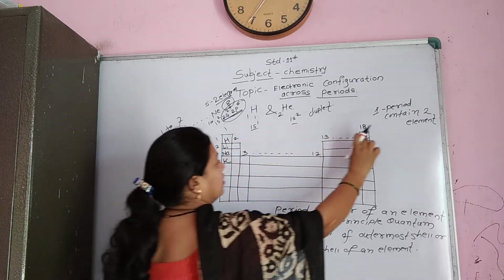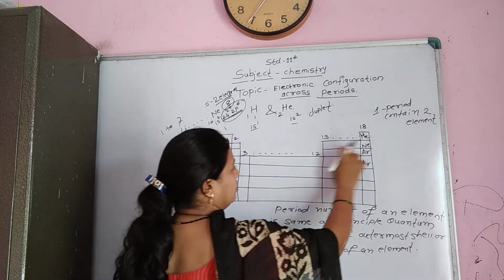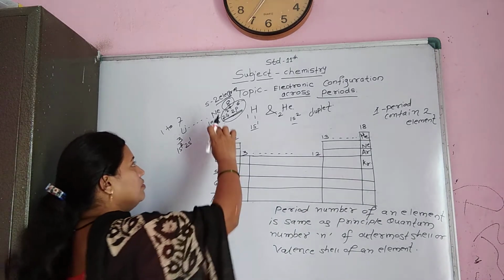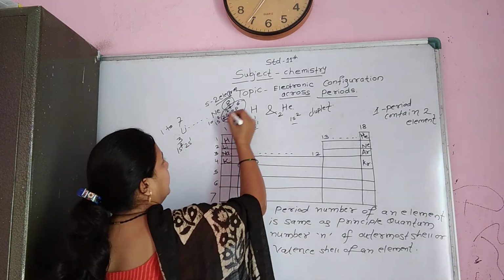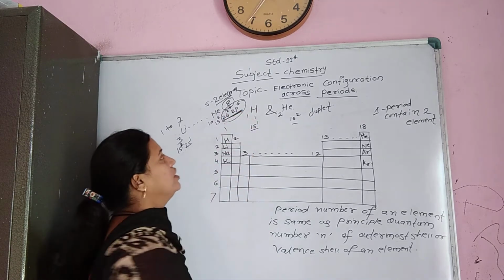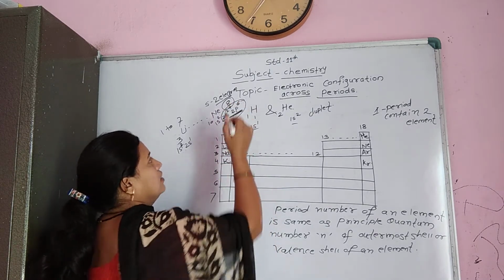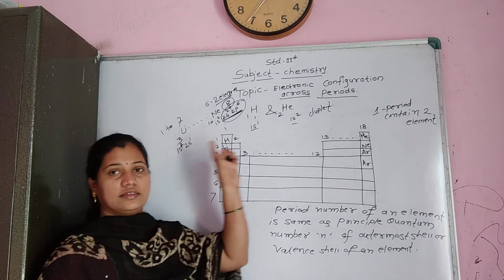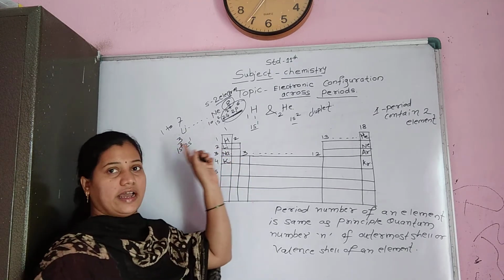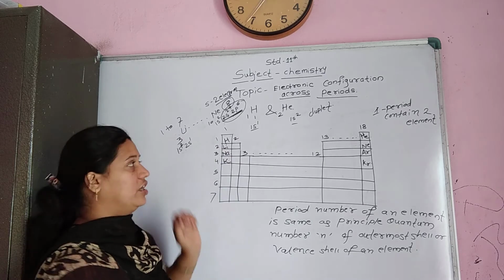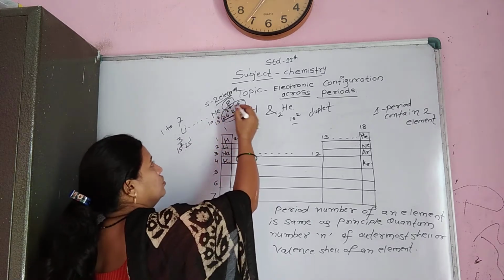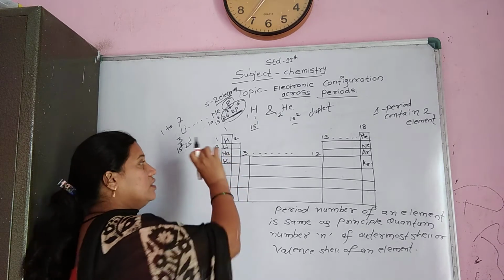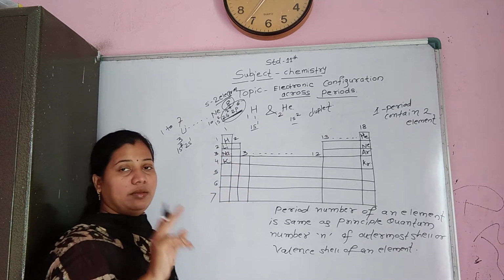The second period ends at neon, having electronic configuration 1s2, 2s2, 2p6, and this is the valence shell electronic configuration, which contains a total of 8 electrons, 6 plus 2, 8. Neon has a complete octet as it has 8 electrons in the valence shell. So in the second period, a total of 8 elements are present.